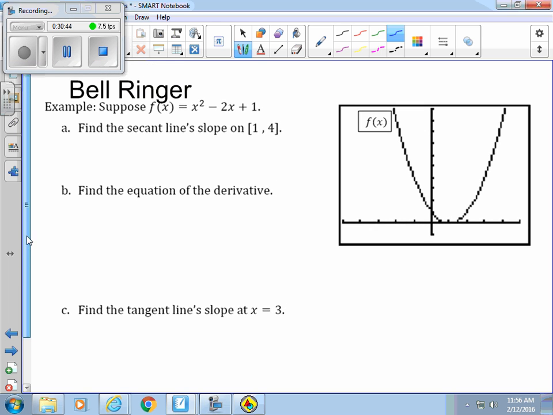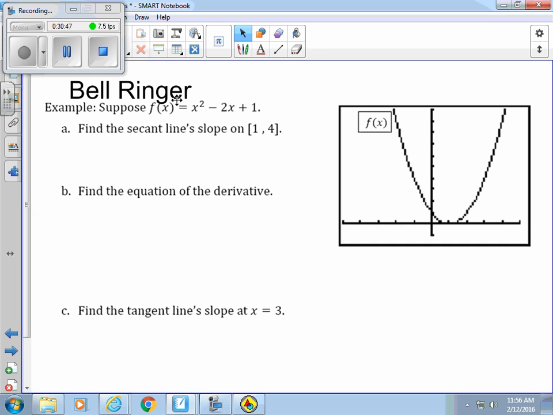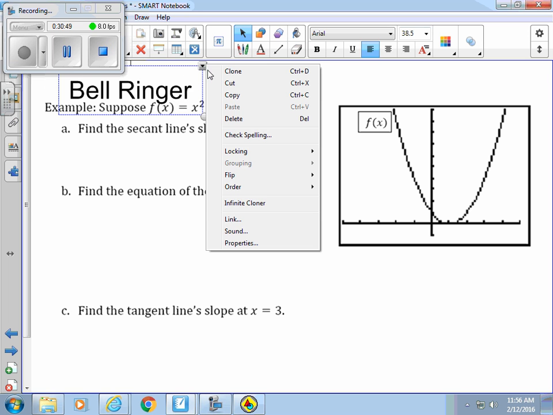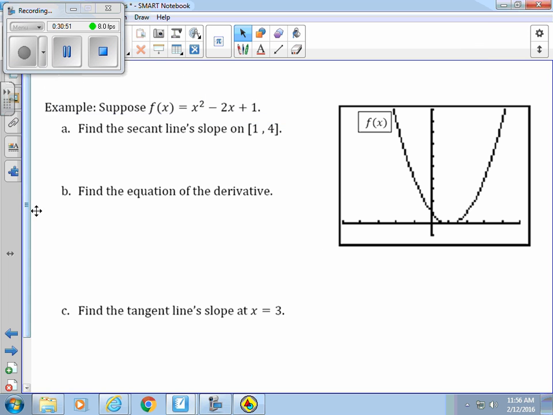All right, let's look at this one. Get rid of that. Suppose x squared minus 2x plus 1 is f of x. Find the slope of a secant line. Find the equation of the derivative. And find the slope of the tangent line.